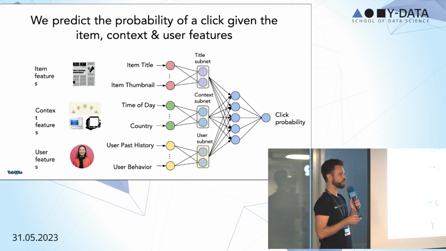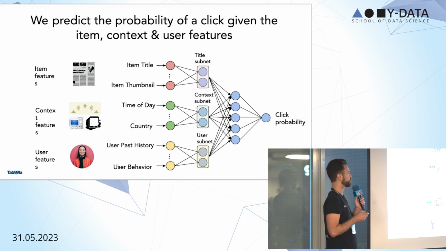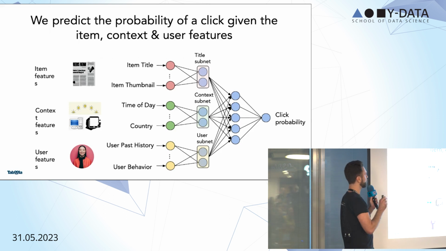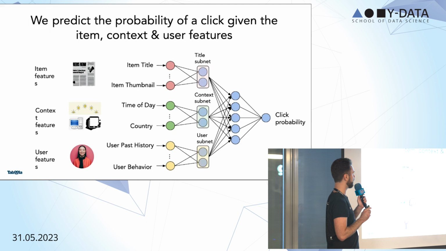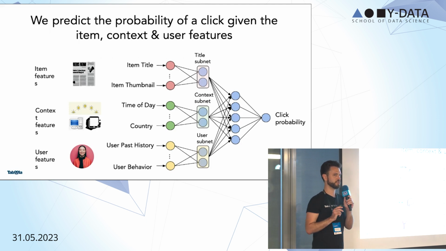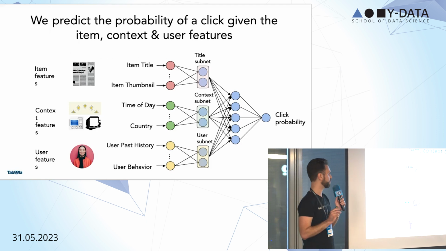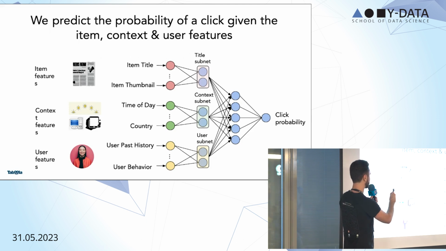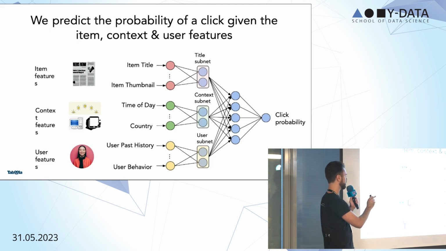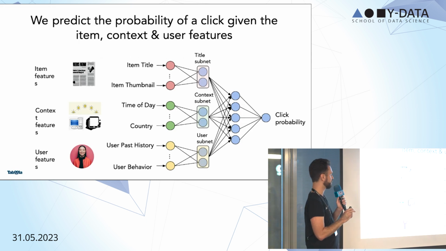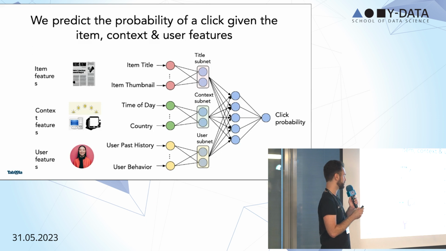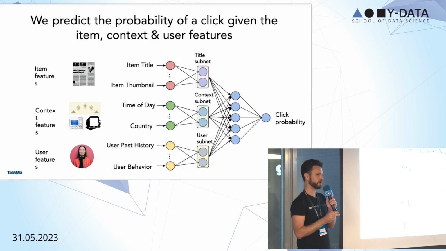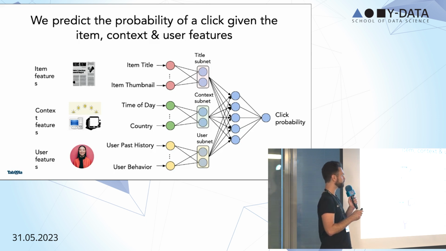We'll start with describing the general structure of our model. So we predict the probability of a click given item, context, and user features. These are the three main fields of our features. The item features may be item title, item thumbnail, item type, something like this. The context features are the time of day in which the ad is displayed and the country from which the user is browsing, and the user features are the user's past history of clicks and browsing history.